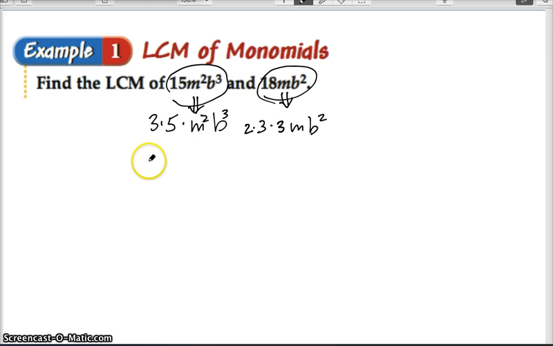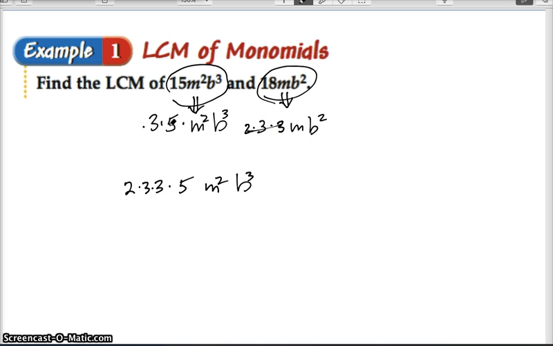each of these can divide into evenly. And so I'm going to create this like Frankenstein. I know that the number I'm looking for needs to contain a 3 and a 5 and an m squared and a b to the third power to include this, right? But I also needed a 2 and another 3. So I'm going to put a 2 here and a 3 here. Are you guys with me?